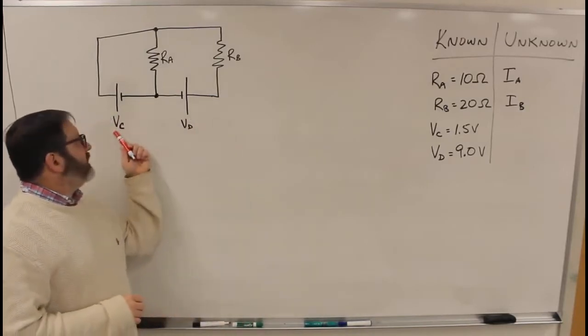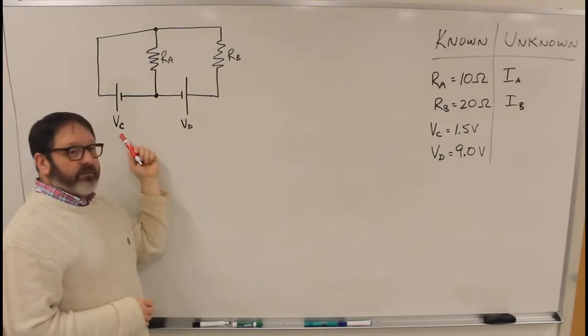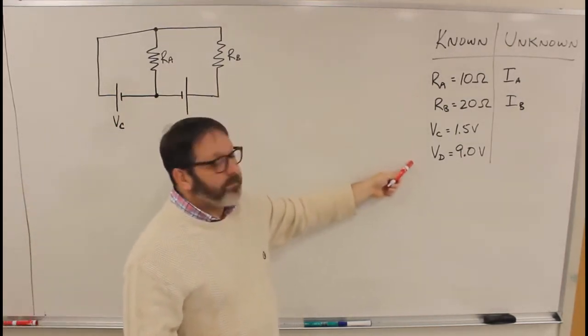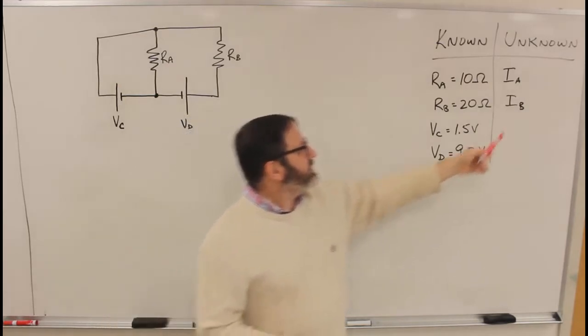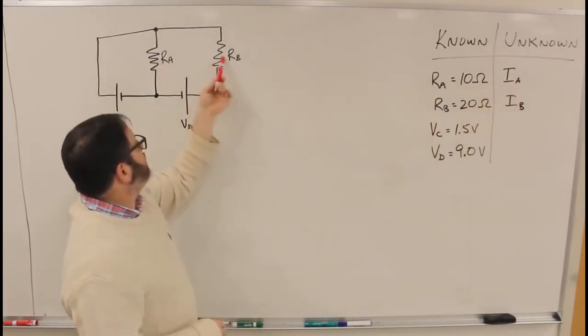I've listed them as resistance A, resistance B, voltage C, and voltage D, then given the values here. What we're looking for in this question is the current through A and the current through B, so these two.